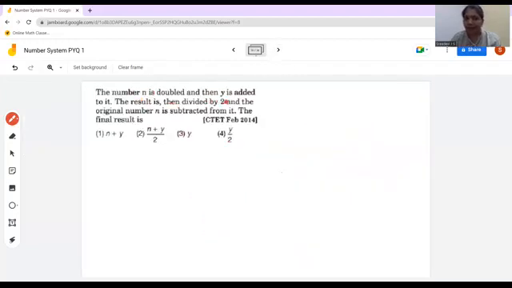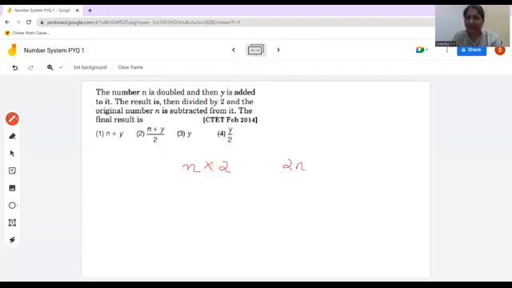The number n is doubled and then y is added to it. Then the result is divided by 2 and the original number n is subtracted from it. Then the final result is? So everyone, this is done by using variables only. It's a concept of algebra, also a part of number system. So we can use variables for this kind of assumption and make use of the basic algebra. See, the number n is doubled. So let us assume a number is there, which is n. Doubling means we are multiplying it by 2. So our number becomes 2n now.